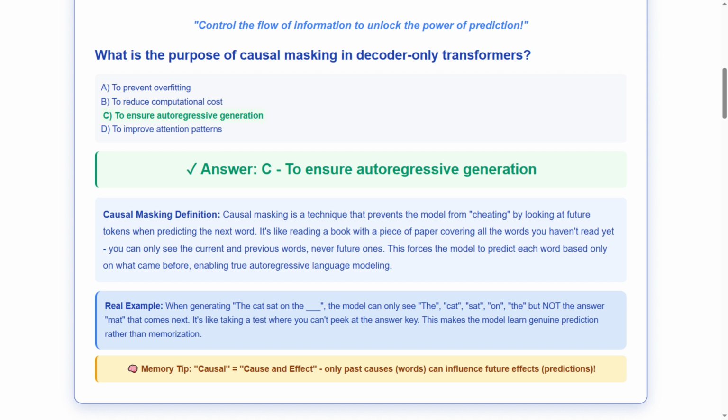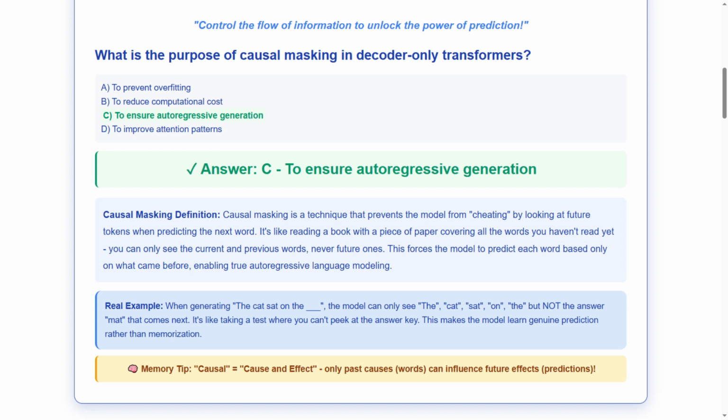Causal masking is a technique that prevents the model from cheating by looking at future tokens when predicting the next word. It's like reading a book with a piece of paper covering all the words you haven't read yet. You can only see the current and previous words, never future ones. This forces the model to predict each word based only on what came before, enabling true autoregressive language modeling. In simple terms, causal masking creates fair prediction rules.